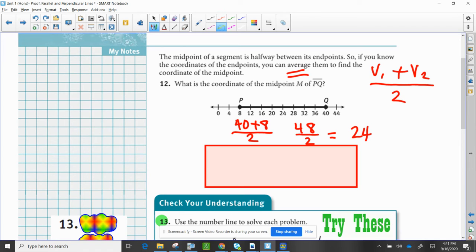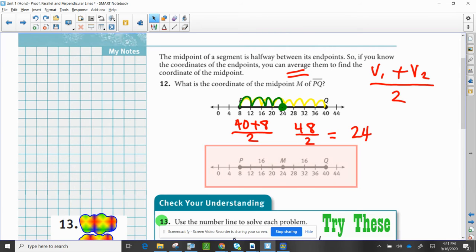Okay, or honestly, what I would just do is say we have 1, 2, 3, 4, 5, 6, 7, 8 in between there. So the midpoint has to be half of that, or 1, 2, 3, 4. That's the middle. Okay, so both ways I think work. That was just a picture your book had.